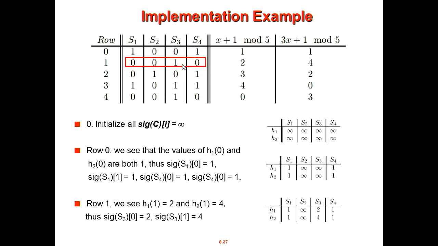Okay, so now let's move to the next row. Next row has only one value, 1 for the third column, right? So for the third column, let's look at what is the index for this one in the 2 permutations. In this permutation, the index is 2, which means that this value is in row 2 in this permutation, right? And in this one, it's in row 4 for this permutation. So now let's look at the current result. For S3 it is infinity. 2 and 4 are much better.